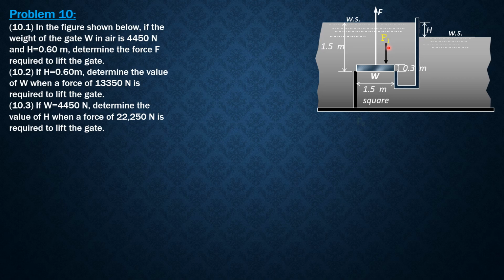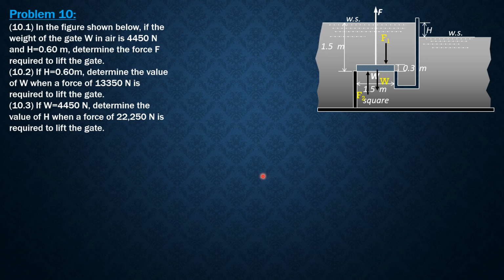Then for F2, it is gamma bar H area, where bar H is 1.5 minus H, because the center of this bottom portion is subjected to this water pressure, which tends to push it up. So the distance from this water surface to the centroid is 1.5 minus H. In this case, if H is 0.6, so 0.9. But for F1, bar H is 1.5 minus the thickness, which is 0.3, so 1.2. So in other words, bar H for F1 is always 1.2 in this situation.